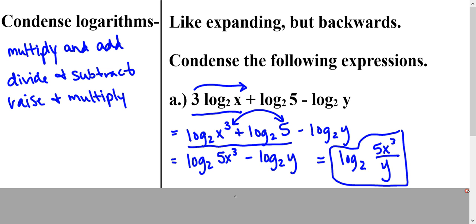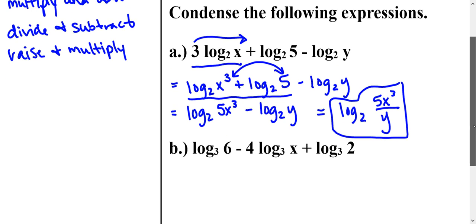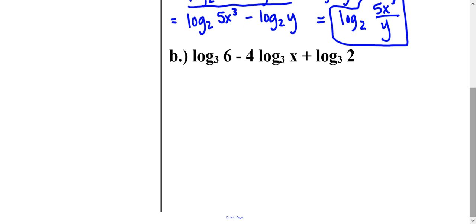All right, let's try another example. And feel free to pause the video and try this example on your own before we start. Okay, this one, and remember, you're always working from left to right. So we're going to condense the subtraction part first. Remember, subtraction means we're going to be doing what with the numbers? Dividing. So we're going to keep the log base 3, and then we're going to have 6 divided by, and then we have 4 log x.